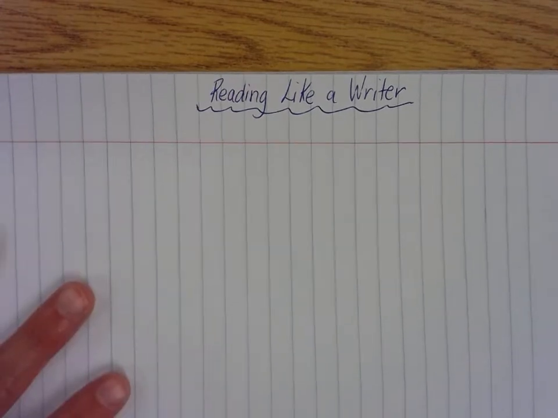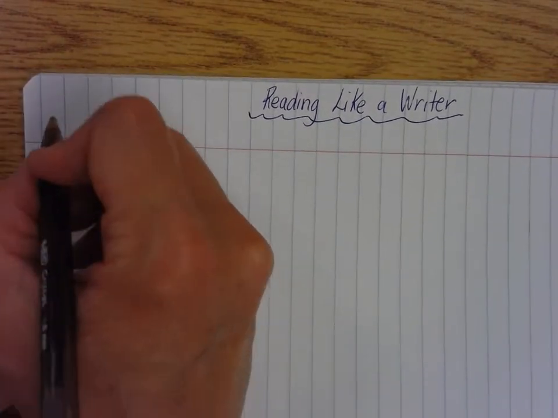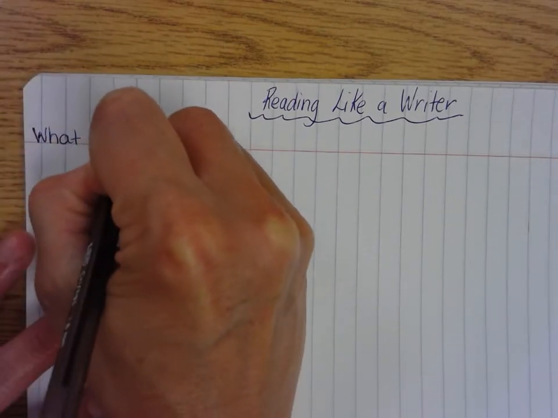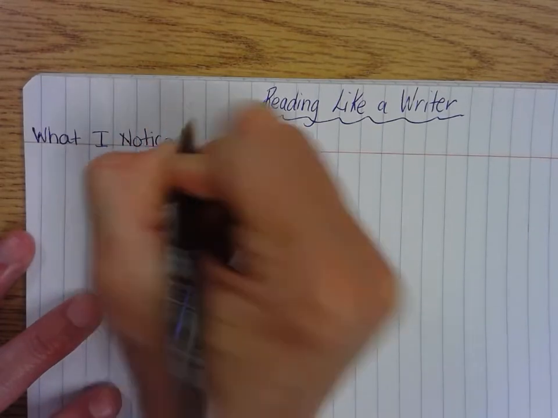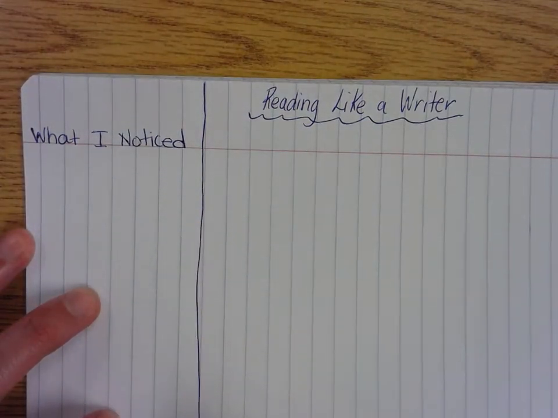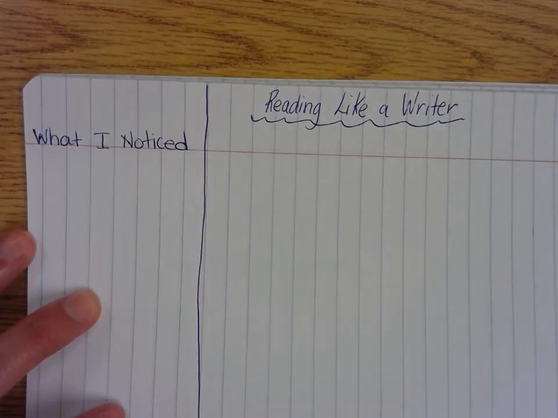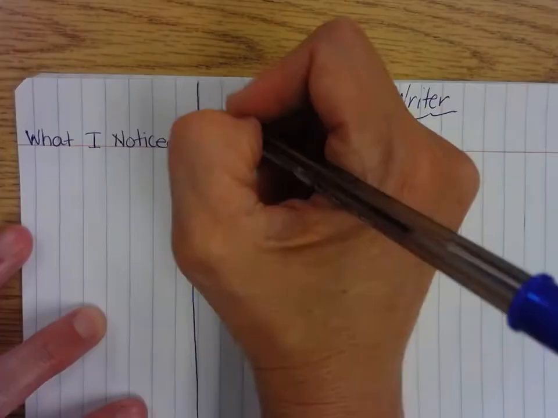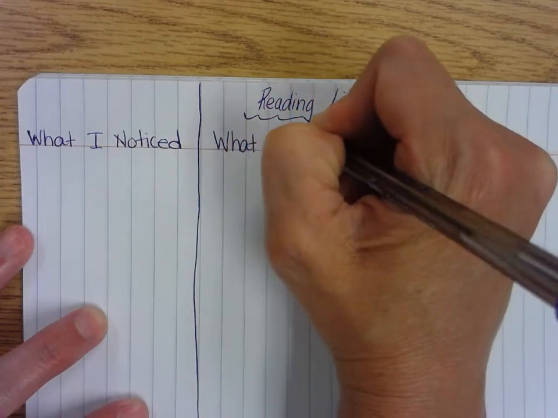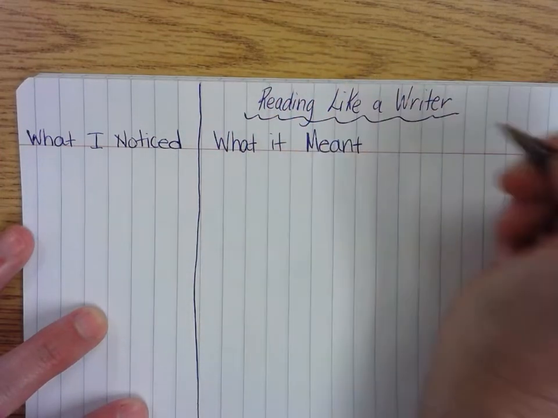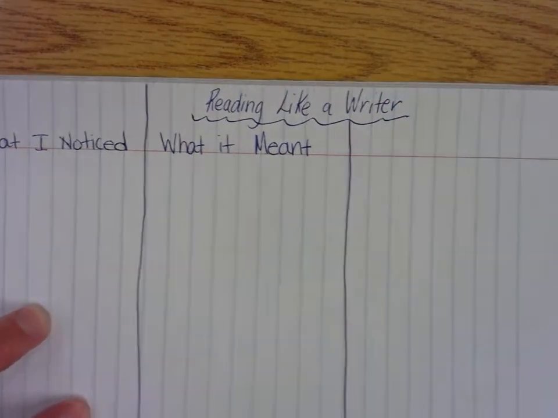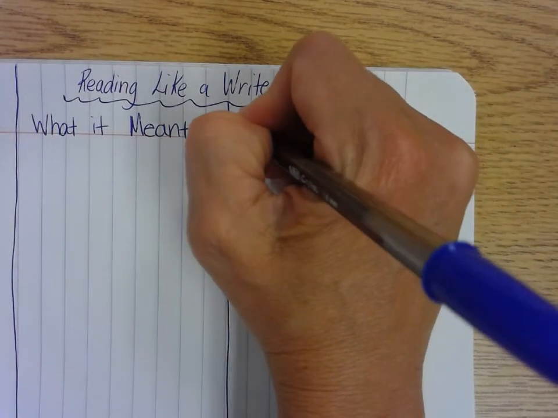All right. In our first column, we are going to be keeping track of what we noticed. So our first column is labeled What I Noticed. And then I'd like for you to draw a line. After we notice the punctuation that the author used, we're going to think about what it meant. So our next column is What It Meant. And then draw a line. And our last column, Examples of Work.